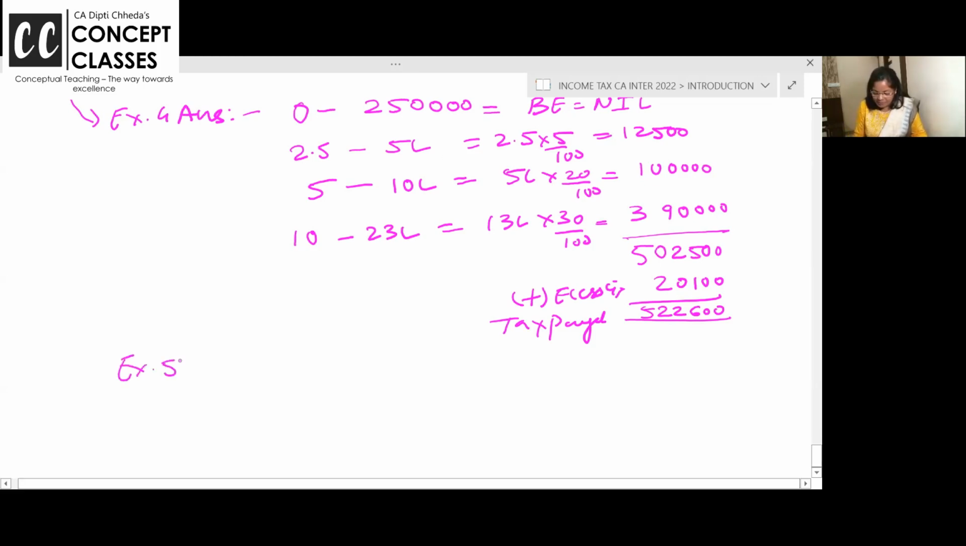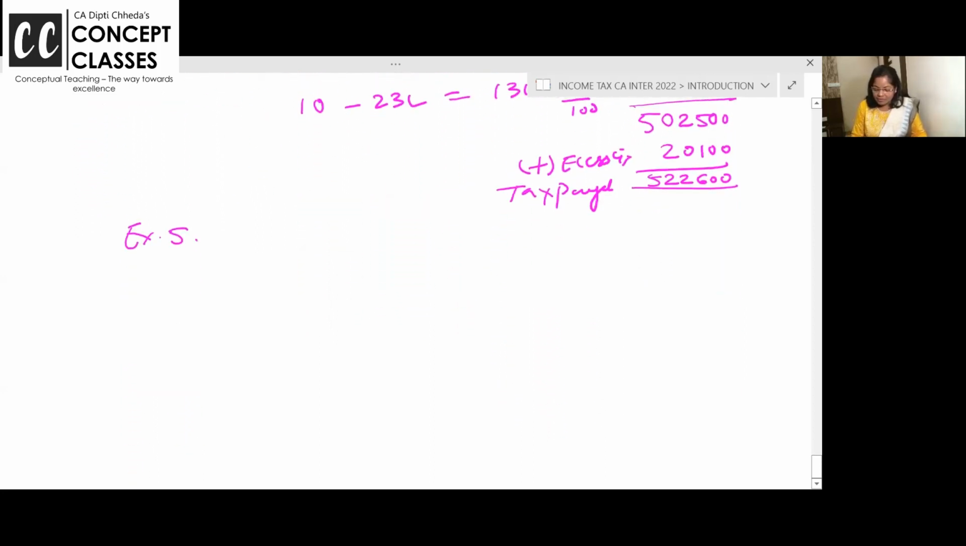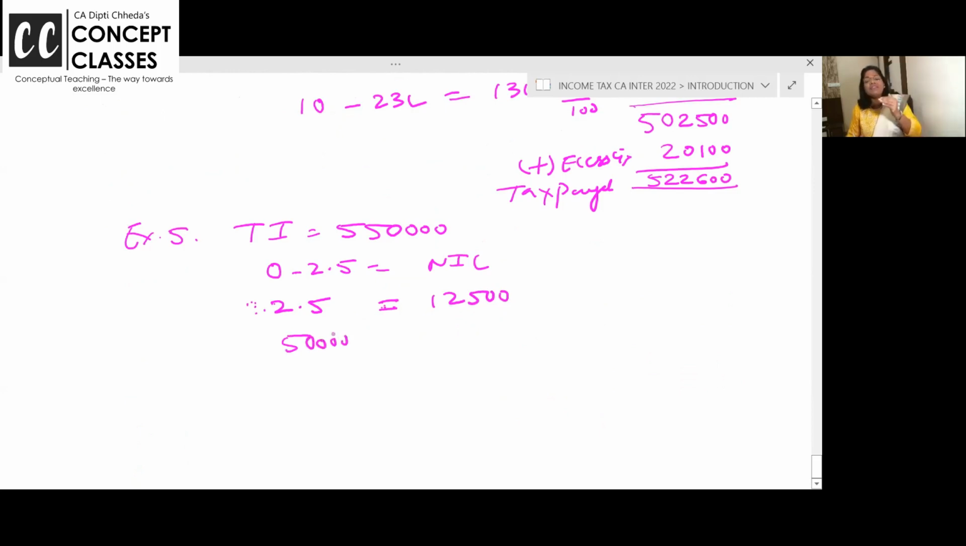Example number 5 now, because I'm going to do some value addition in this today. Chalo, Raman is having 5,50,000 as total income. So very simple. 0 to 2.5 lakh, it is nil. On the next 2.5 lakh, that is 2.5 lakh to 5 lakh, it is 5%, so 12,500. And above 5 lakh, 5 lakh to 10 lakh, it is 20%. So just on the next 50,000, it is 20%, that is 10,000. So 22,500 is the tax.